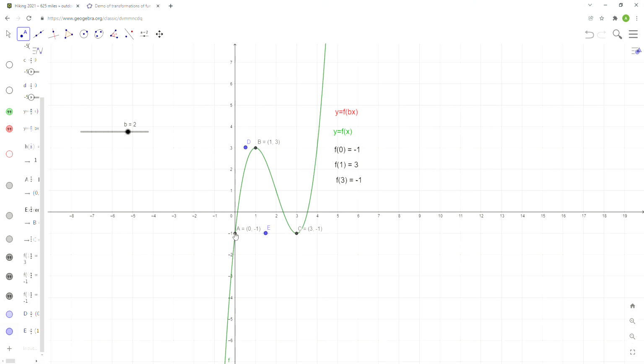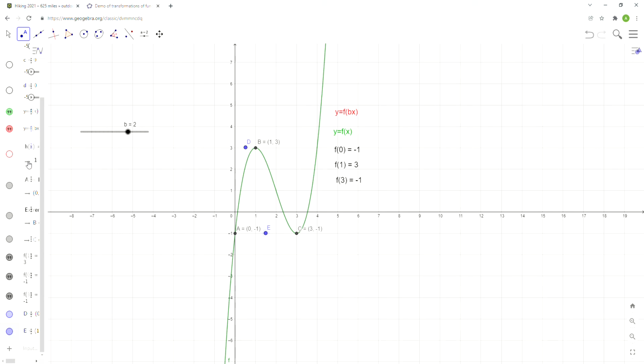Let's have a think about this point here, point A. We know that f of 0 is minus 1. Now, b is 2. We want to put 0 into this function. So we're still going to have to use x equals 0. So that point there doesn't move.